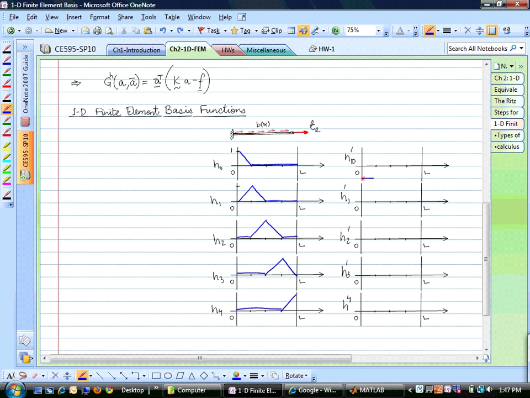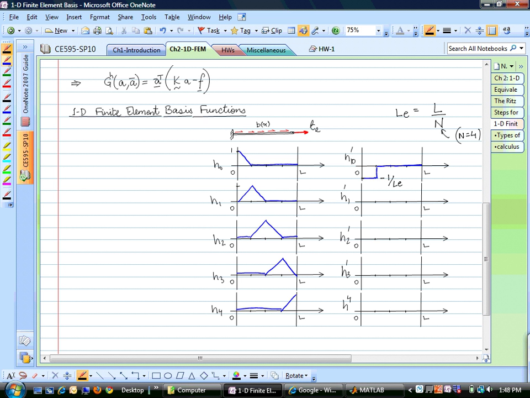So it should be negative 1 over LE. So minus 1 over LE, where LE is L divided by N, where N is the number of parts that we have divided this bar into. So in this case, we have divided it into 4 parts. So N here is 4. And LE would just become the small length, which we will call element.